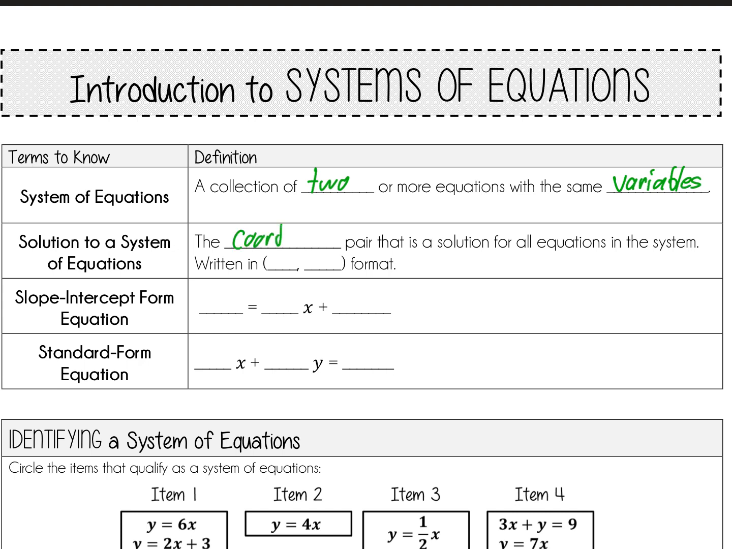A solution to a system of equations is the coordinate pair that is a solution for all equations in the system. It is written as a point, aka open parentheses x, y, close parentheses format.